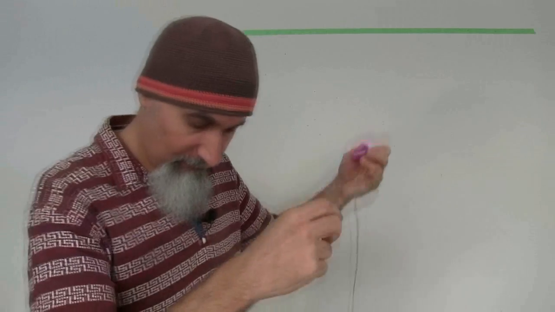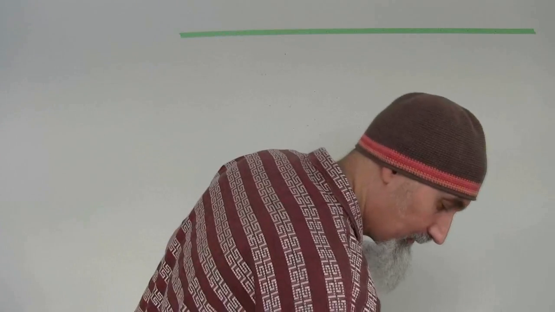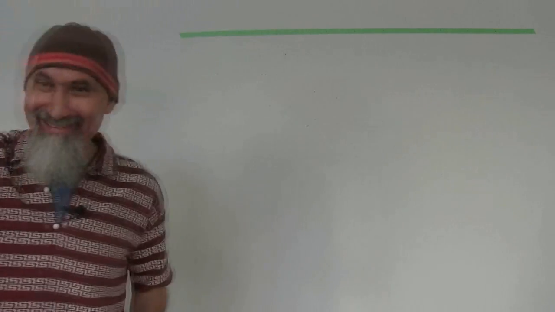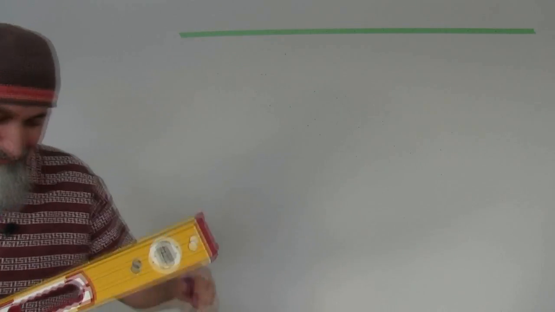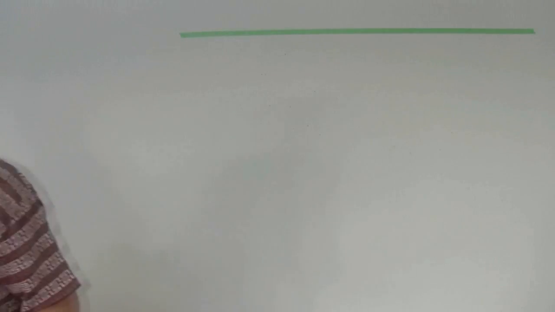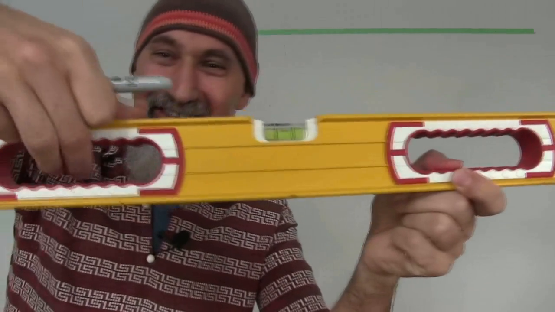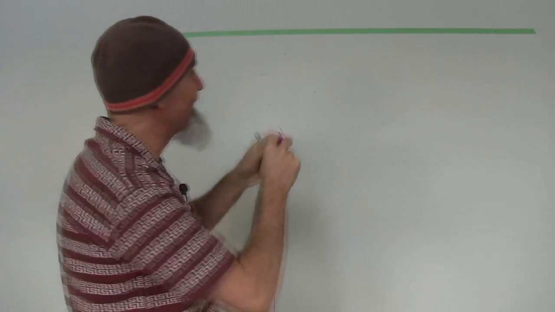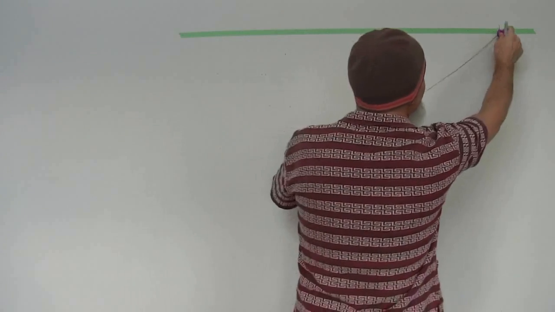Okay. And what we're gonna do is I'm just gonna move our level here. This guy. It's a nice level. I like this level. Had it for a very, very long time. It's got little handles on it, right? Where you can grip. It's good. So, let's put this our zero point.